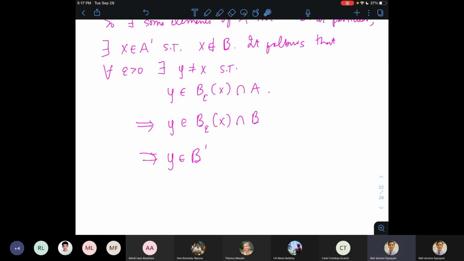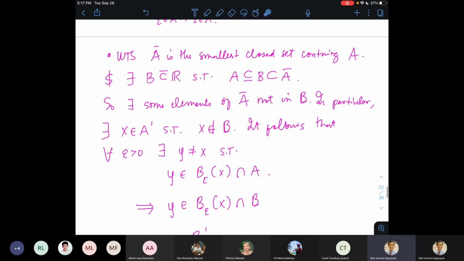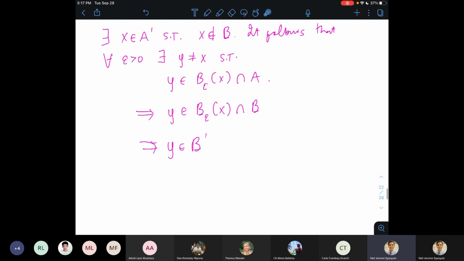Alam natin si B ay closed by assumption. We assume that B is a closed set that contains the set A. So dahil si B ay closed set, dapat laman niya lahat ng limit points niya, right? So Y being a limit point of B, that means Y must belong to B because B is closed, right?